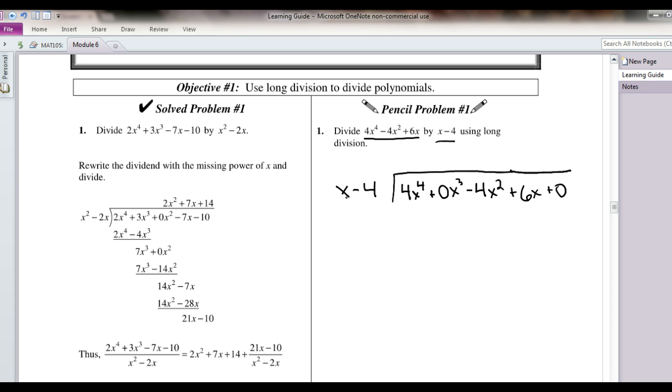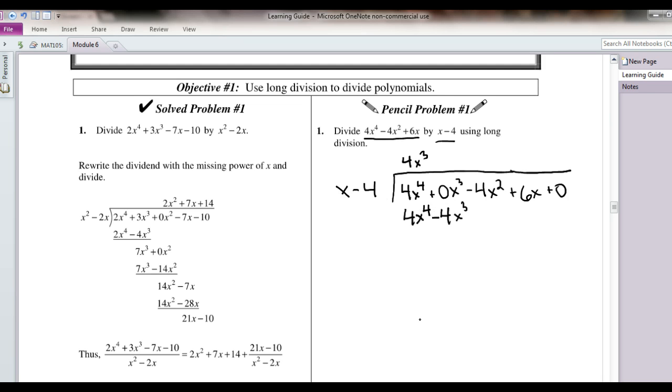putting the leading term of the polynomial we're dividing into the leading one here. So basically we have to ask ourselves, what number times x gives me 4x to the fourth power? So that's 4x to the third power. And then what we do is we multiply that times x minus 4. So x times 4x to the third is 4x to the fourth. Now we take x third and multiply it by 4. So we get minus 4x to the third.